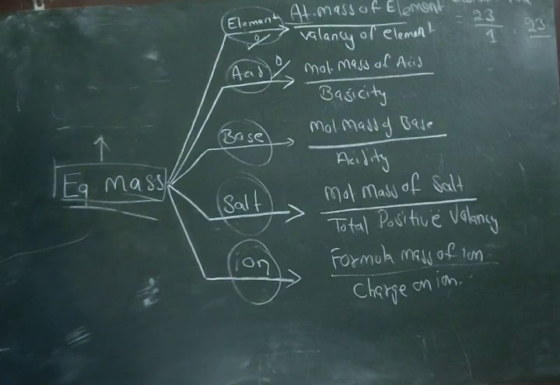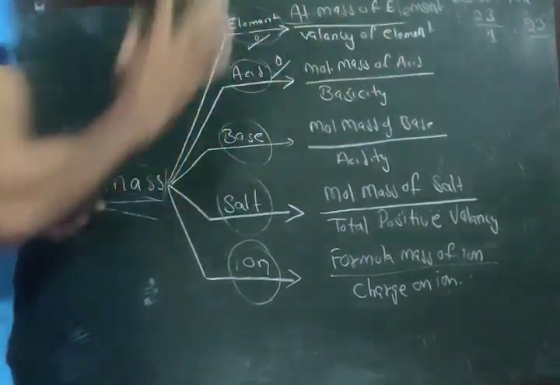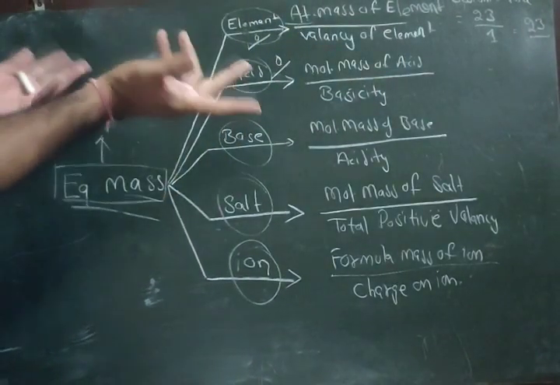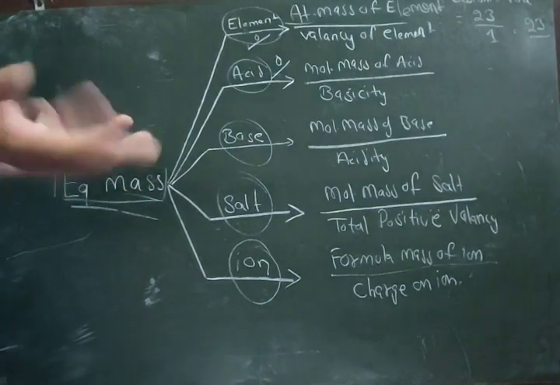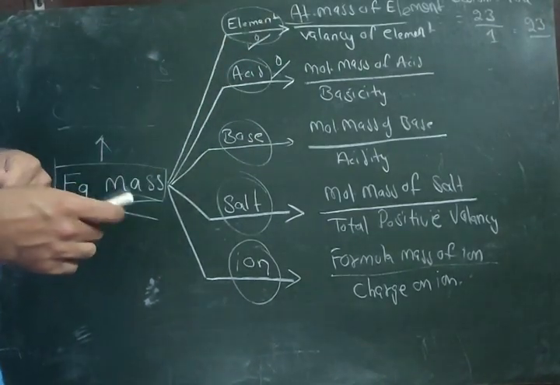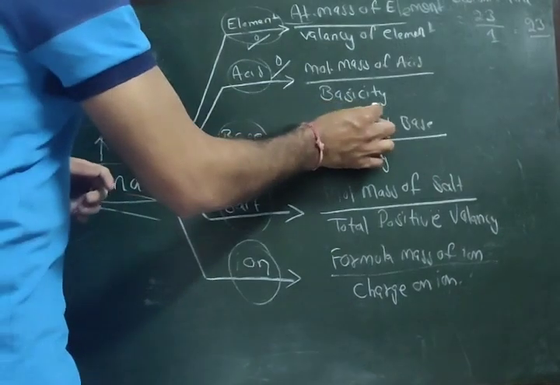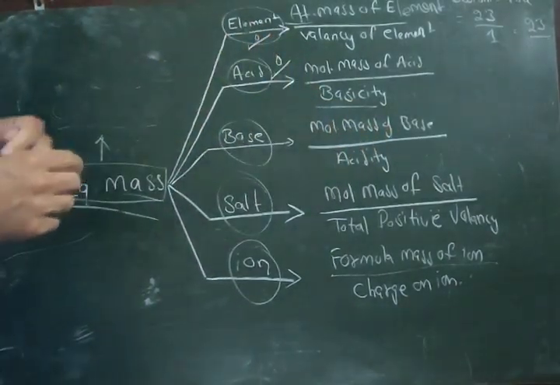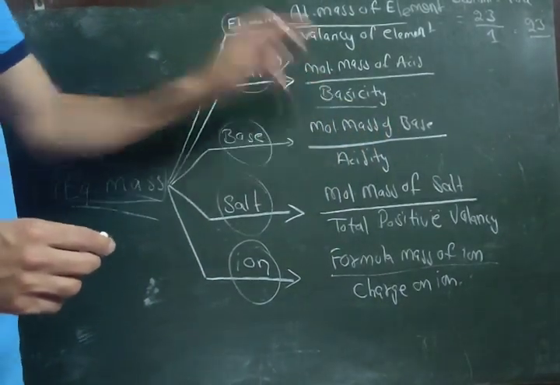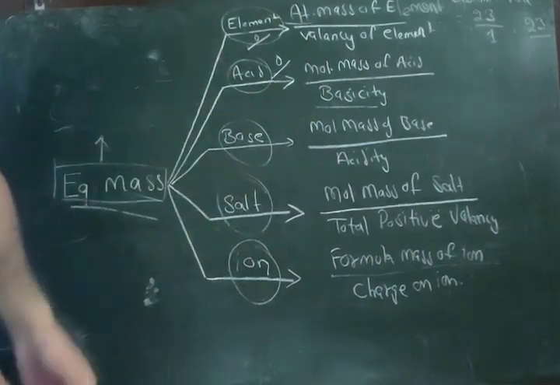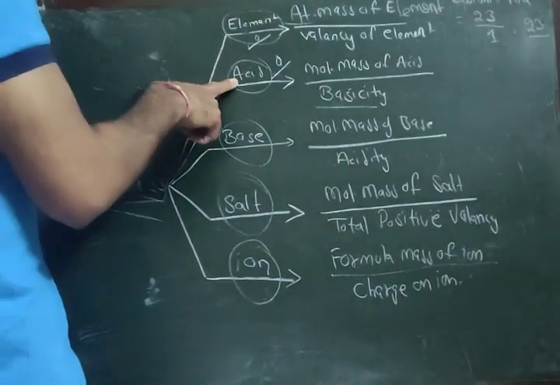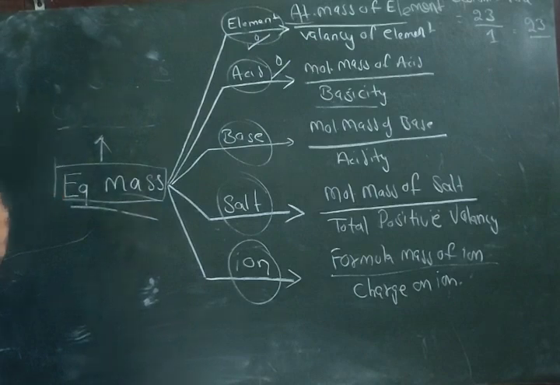Here the formula is molecular mass of acid. It is quite easy; we can easily calculate the molecular mass of acid. Then the term used is basicity. It is the molecular mass divided by the basicity. So what is basicity actually? We are talking about acid, and here we are talking about the basicity.